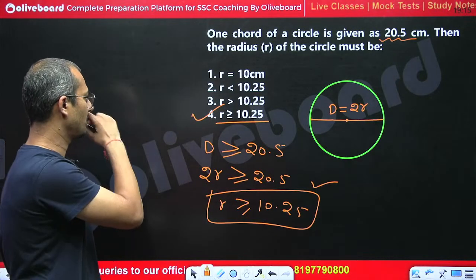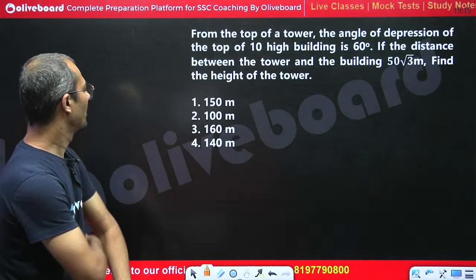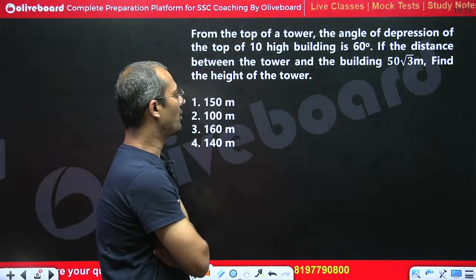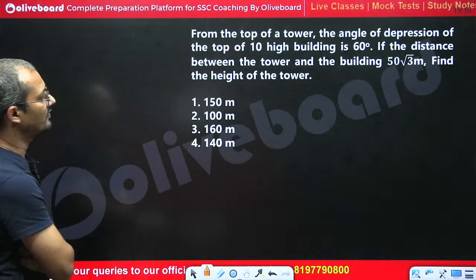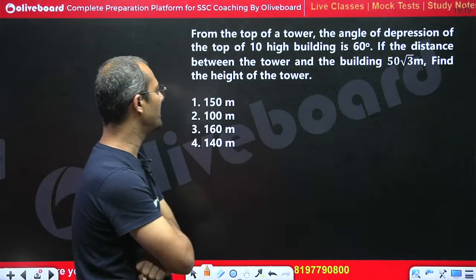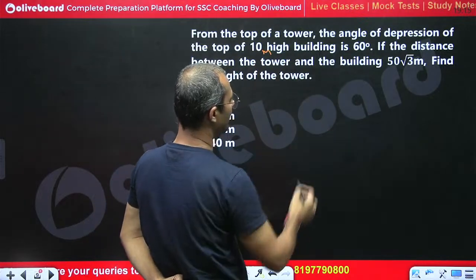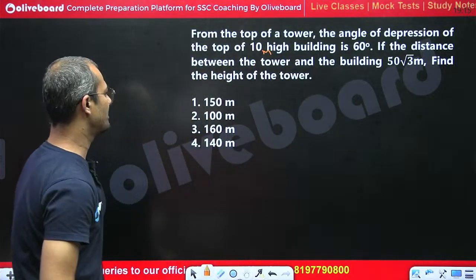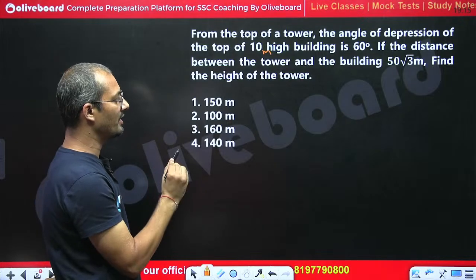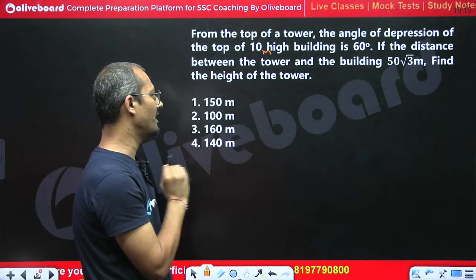Got the point? Okay. So moving to the next question. From the top of a tower, the angle of depression of the top of a 10 meter high building is 60 degrees. If the distance between the tower and building is 50√3 meters, then find the height of the tower.